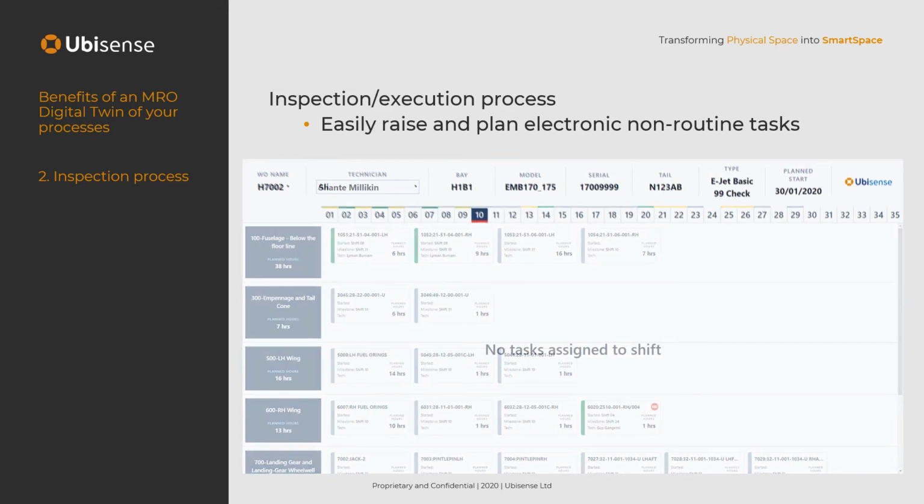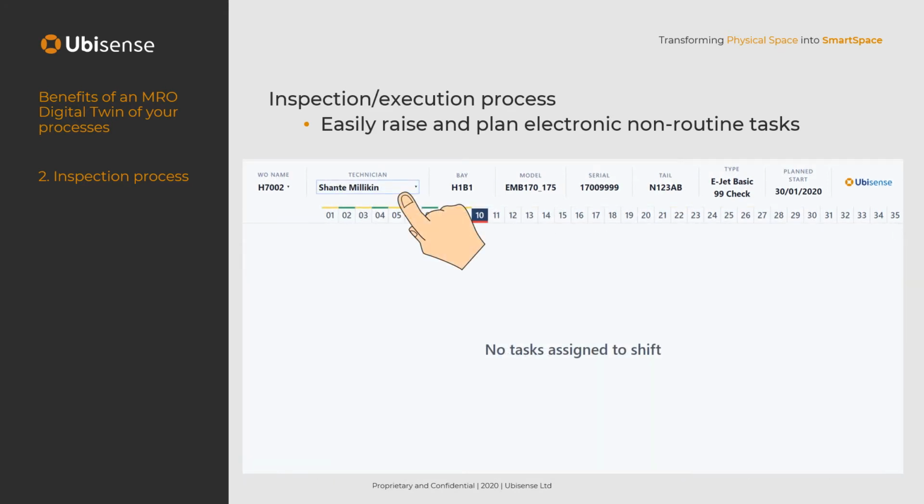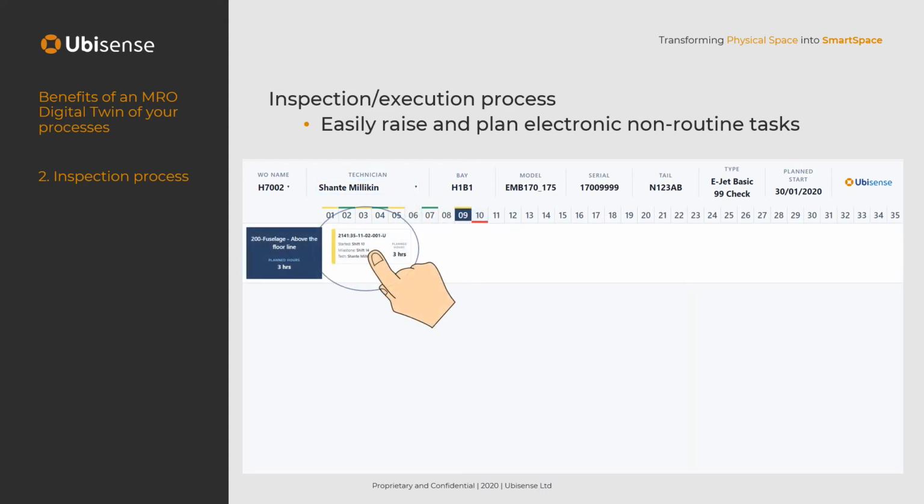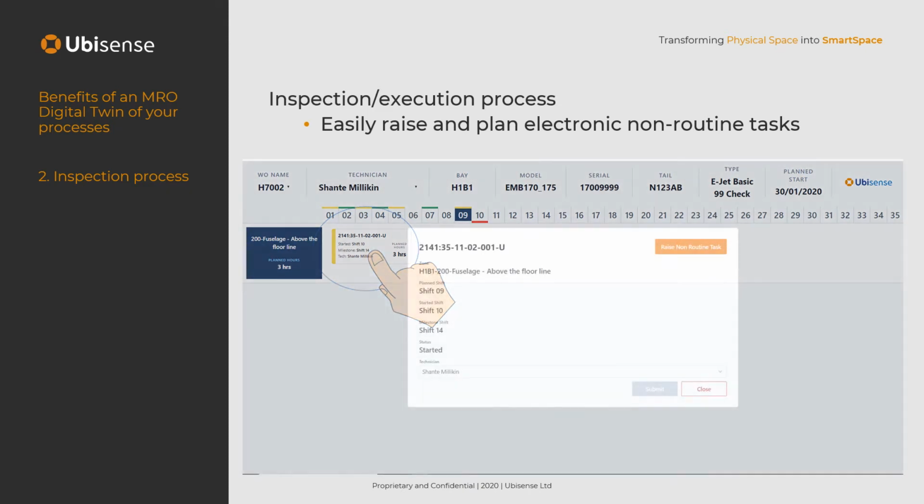So first of all, if we select an inspector as a technician, so we've just done a selection up here for a particular inspector who's got no tasks in shift 10, but if we move back to shift 9, there's one task that he's working on. And we're just going to run this as an example so you can see how when the supervisors or the technicians or inspectors are actually working through the tasks, they can actually do that.